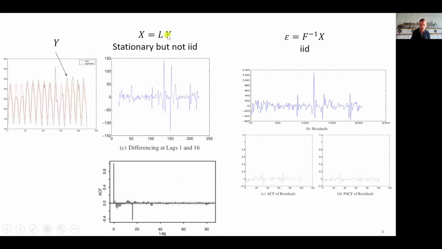Here we did it by applying differencing at lags 1 and 16. And this is a time series we obtain, which looks like noise. It looks stationary in the sense there's no clear trend or seasonality. But when we look at its ACF, autocorrelation function, we see there's a strong correlation at many, many lags. It's strong here because it's above the dotted lines here.